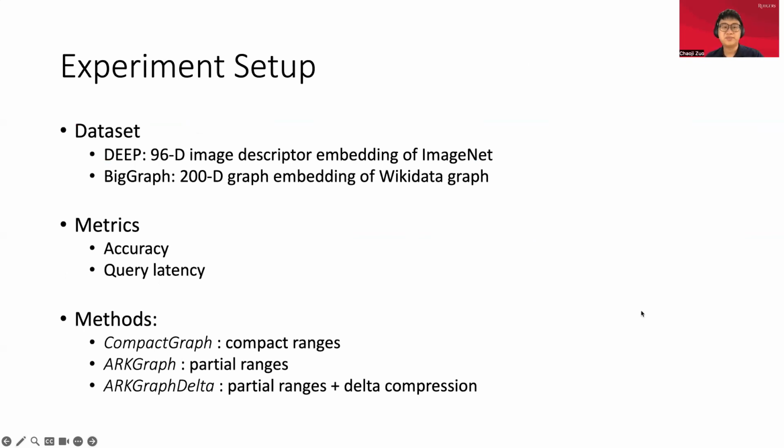Now we come to our experiments. We evaluate our methods on two datasets, and we use the accuracy and query latencies to evaluate our results. We implement three methods. The compact graph represents the compact ranges. The arc graph represents the partial ranges, and the arc graph data represents the partial ranges with the data compression optimization.